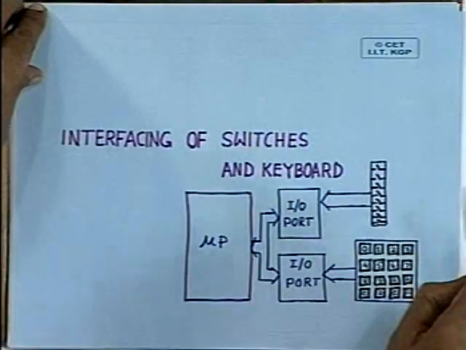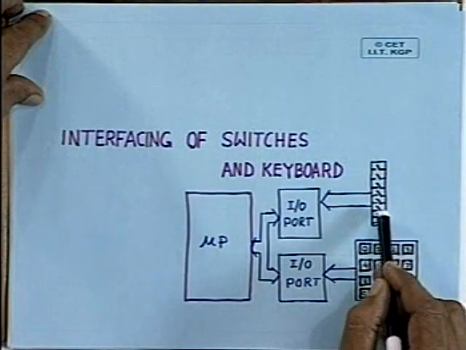As we know, the microprocessor must have some input devices so that the user can pass on some information to the microprocessor, and some output devices so that the response of the microprocessor is displayed or conveyed to the user. So for both purposes, you require input-output devices or peripherals. And the most common and popular are keyboard and switches.